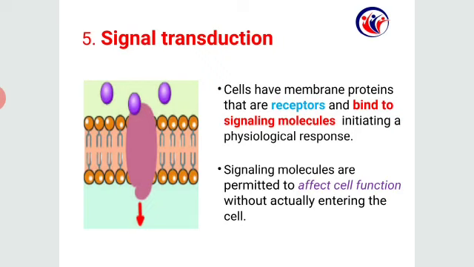The signal could come in the form of a hormone. Then the response, the effect, is something far different from what the signal looked like. So in signal transduction, we're again seeing the role of membrane proteins. Through the information that is written, cells have membrane proteins that are receptors. A receptor is an area that receives, and they bind to signaling molecules.